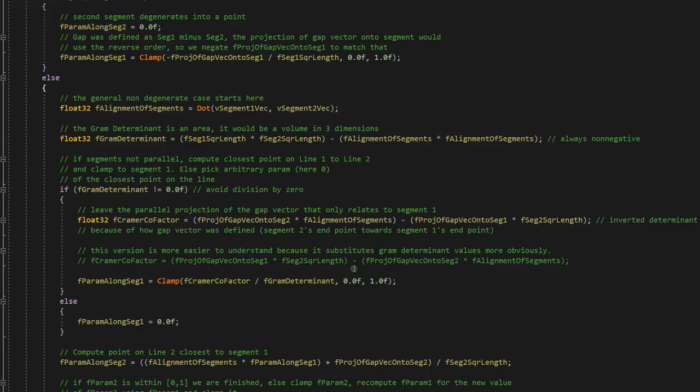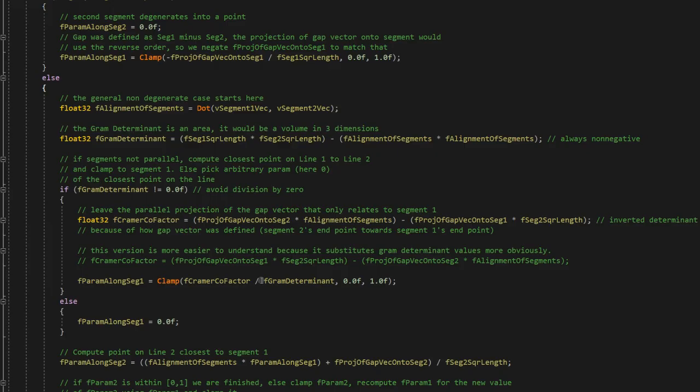Once we divide the cofactor by the determinant, we have a linear value, which is the parameter along the infinite line relative to the segment that coincides with the closest point on line 1 to line 2. Once we clamp to the segment's limits, we have the parameter along the line segment that corresponds to the closest point.